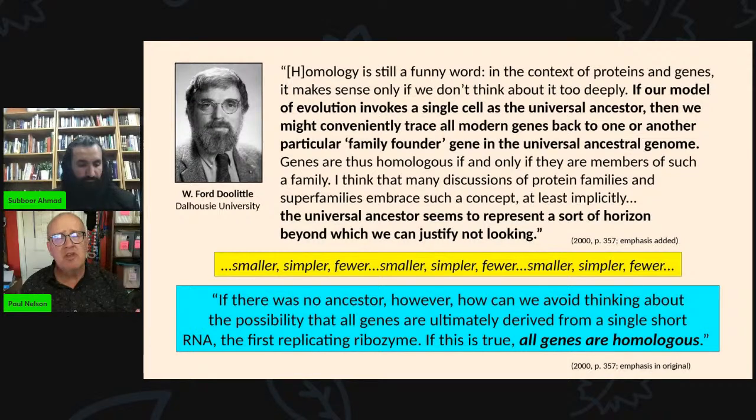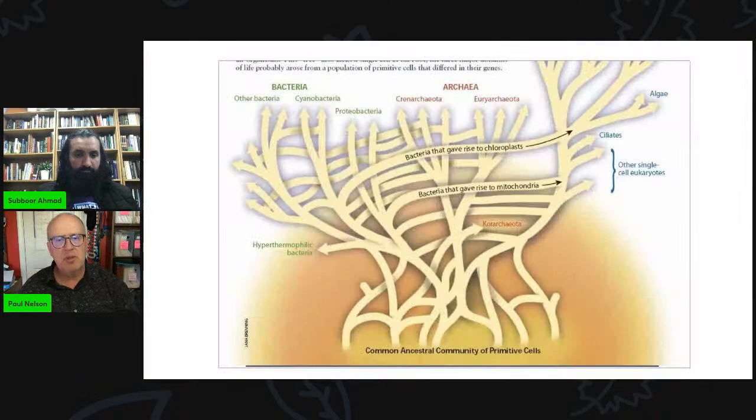Because what's happened is genes, sequences that today we would say exhibit homoplasy, in other words, they don't derive from a common ancestor. Ford Doolittle is saying if we go far enough back in time, these concepts of homology and homoplasy actually collapse and everything is homologous to everything. Now that, I suggest, is not a good position for evolutionary theory to be in.